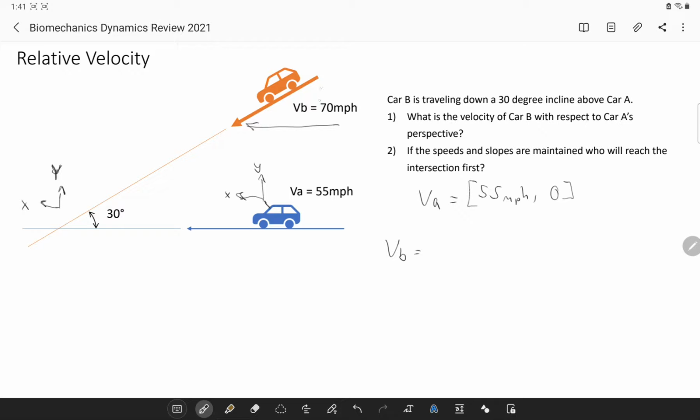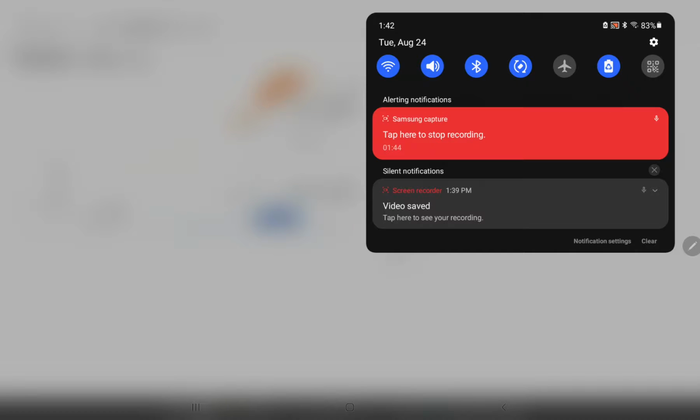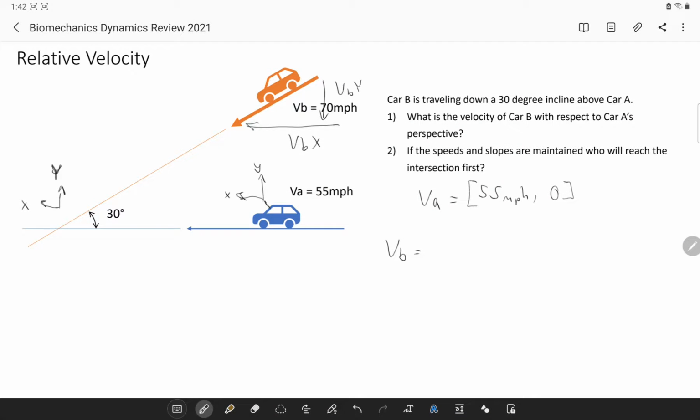So it's going to have some vbx and some vby, right? And the proportions of that is going to be a function of the sine and cosine of the angle. So in this case, for our x component, since that's adjacent to the angle, we're going to use cosine. So we have 70 cosine of 30 degrees for our x component. And then we have 70 sine of 30 degrees for our y component.